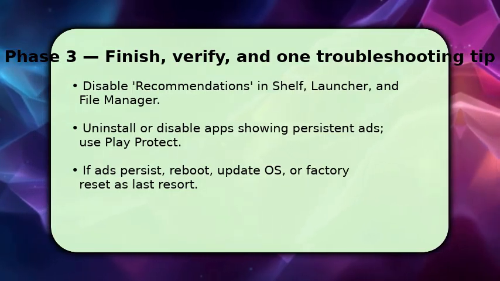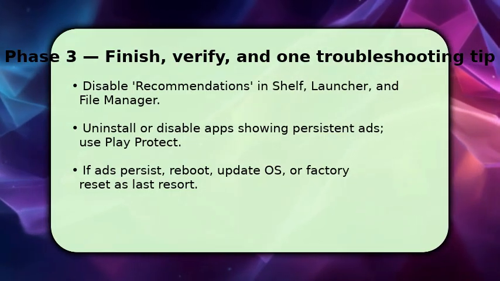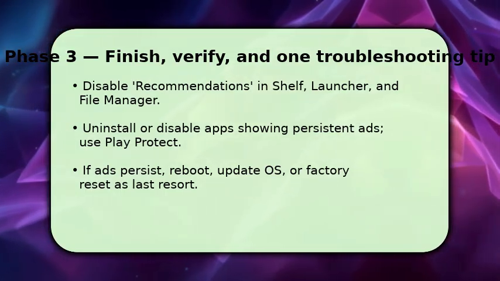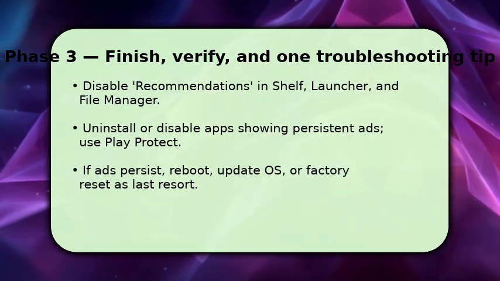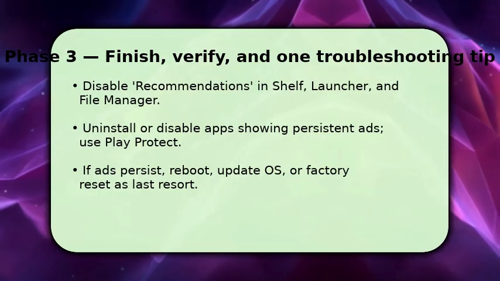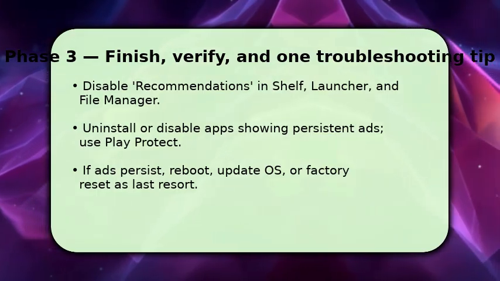to remove adware. If ads persist, reboot your phone, install system updates, and only then consider a factory reset. Remember to back up first. If something breaks, restore your backup or repeat permission steps. Most problems resolve by updating or clearing the offending app's data.